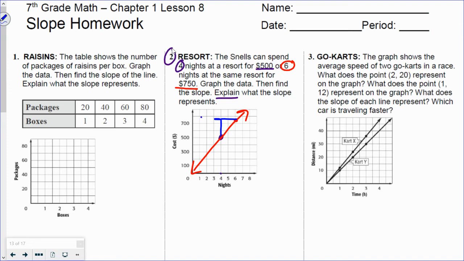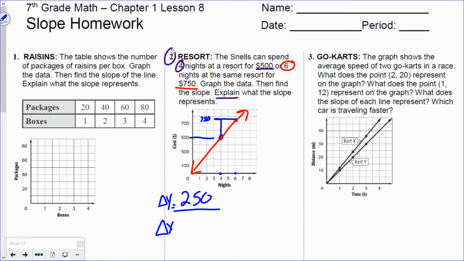Remember, that is our 750, and we started at 500. So what's the difference between 750 and 500? Well, that is 250. So that's our change in y. Remember, we want our change in x as our run. So look, I went from 4 nights to 6 nights.